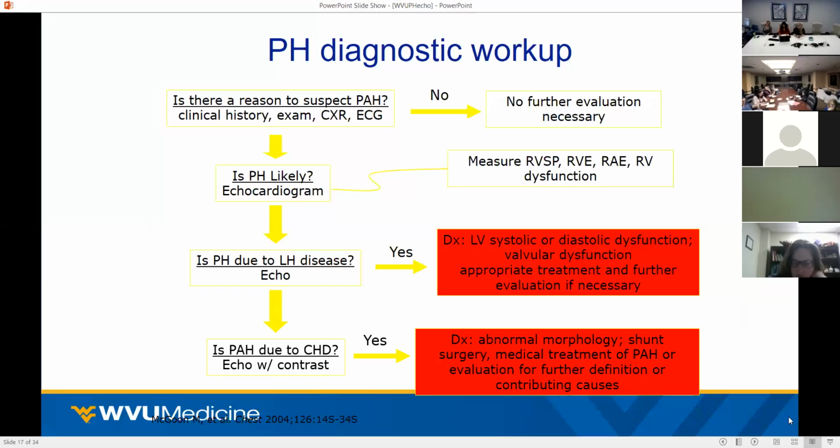Is the pulmonary arterial hypertension due to congenital heart disease? We do an echo with contrast. Sometimes we do a cardiac MRI, but once again, the echo is very helpful in knowing if it's due to congenital heart disease. If it is, you have them see a pediatric cardiologist or an adult congenital cardiologist to help manage the treatment of congenital heart disease. So that's very important as well. Next slide.